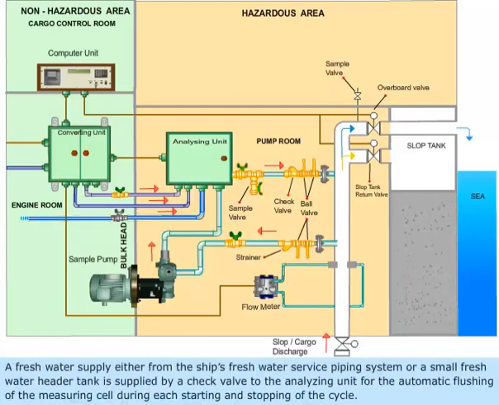A fresh water supply, either from the ship's freshwater service piping system or a small freshwater header tank, is supplied by a check valve to the analyzing unit for the automatic flushing of the measuring cell during each starting and stopping of the cycle.